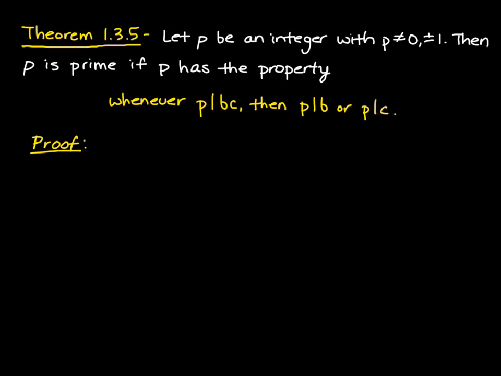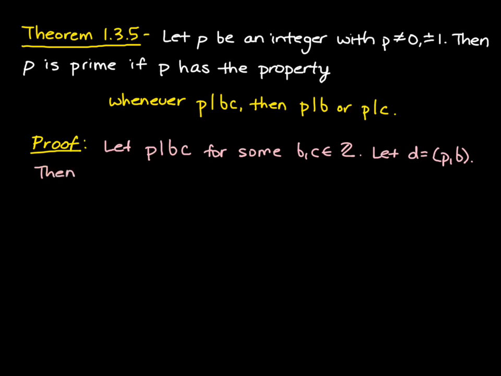So we're going to let p be prime and let p divide the product bc. So let's say that p is prime and p divides b times c for some b and c that are integers. We want to show that either p divides b or p divides c. So let's let d be the greatest common divisor of p and b. Now, this implies that d has to be a positive divisor of p. So we'll write that first.